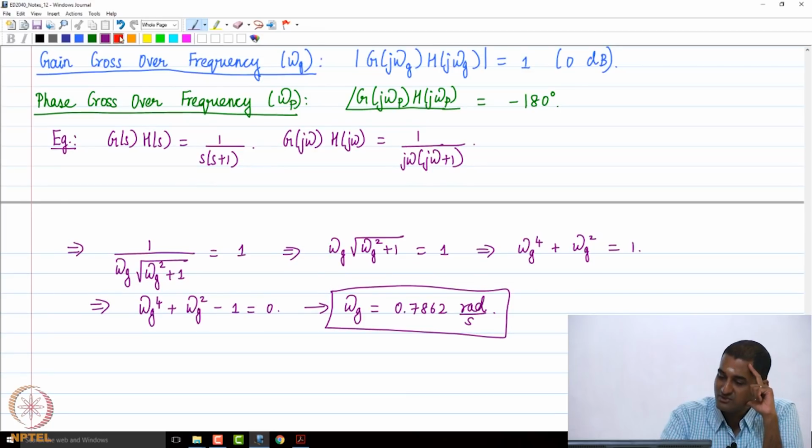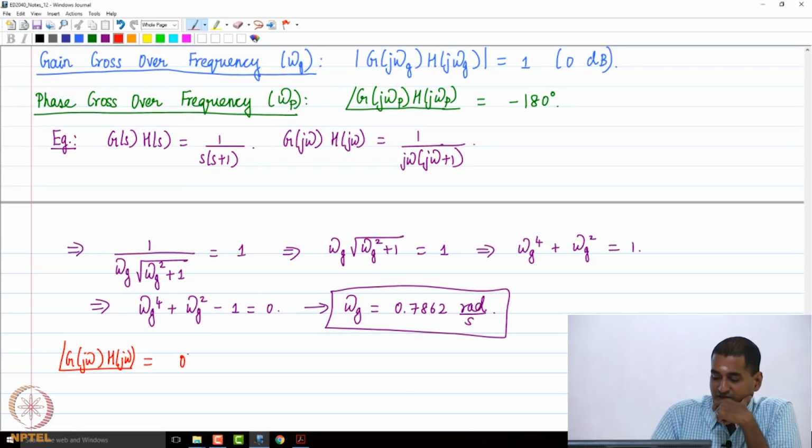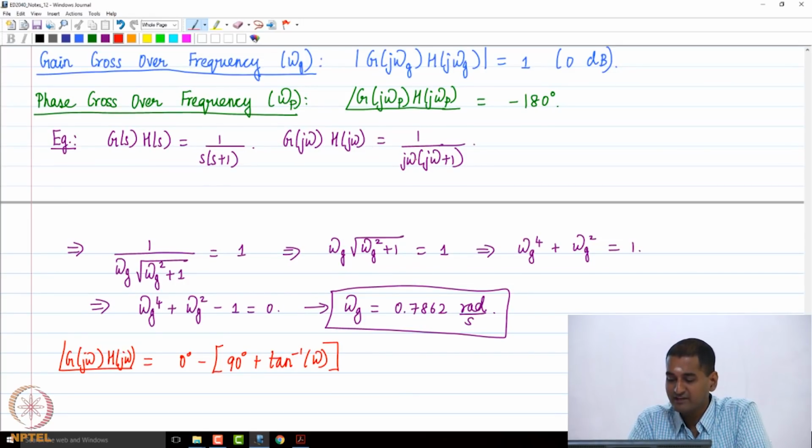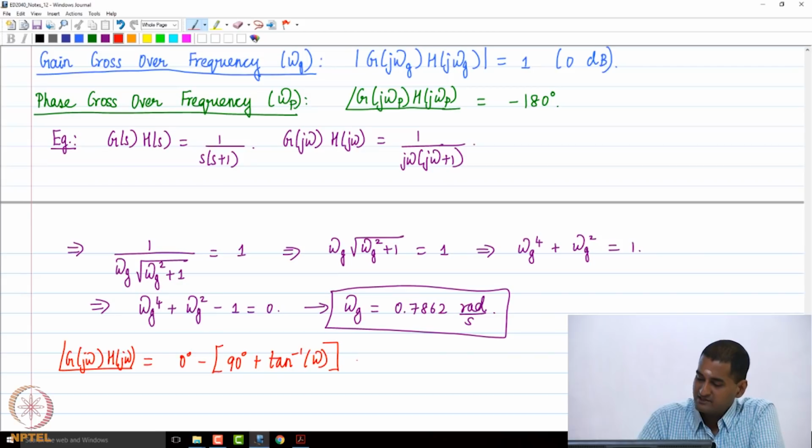Now, how do I calculate the phase crossover frequency? What is the phase of G(j omega)H(j omega)? It is going to be 0 minus 90 plus tan inverse omega. Do you agree? I think by now all of us should be familiar with these concepts, right. The numerator phase is 0, the denominator due to 1 by s gives minus 90, and then minus tan inverse of omega. So, this is going to give me minus 90 degrees minus tan inverse omega.